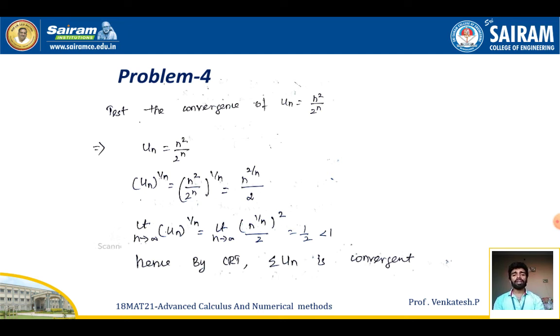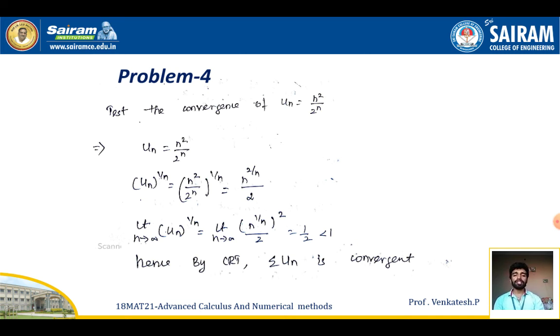I can take the constant 1/2 outside. I will write n^(2/n) as (n^(1/n))^2. After rewriting the equation, I am going to apply the limit n tends to infinity on both sides. So I got limit n tends to infinity of u_n^(1/n) = limit n tends to infinity of (n^(1/n))^2 divided by 2. And we know that limit n tends to infinity of n^(1/n) is equal to 1. So on replacing that formula here, the solution will be 1/2.